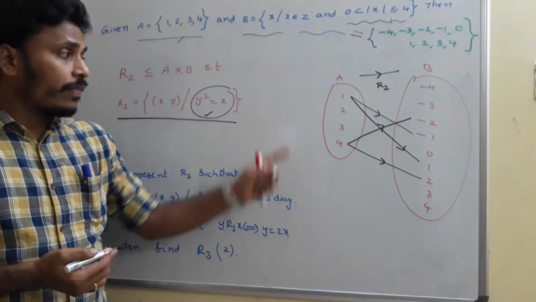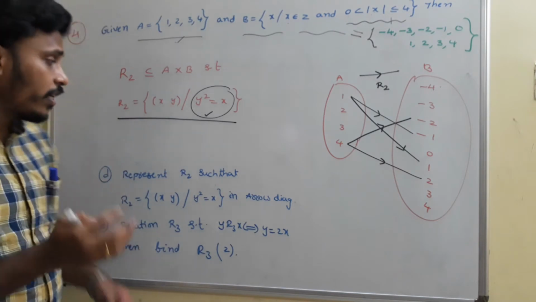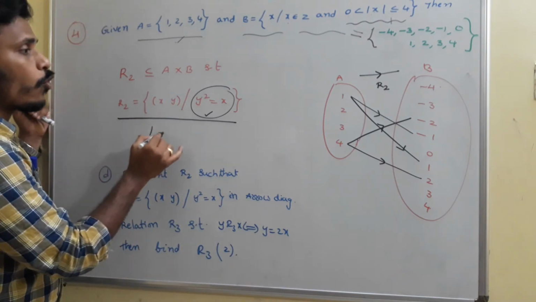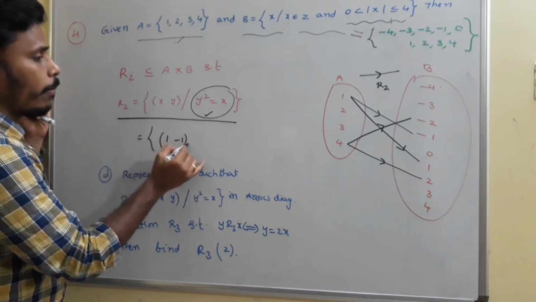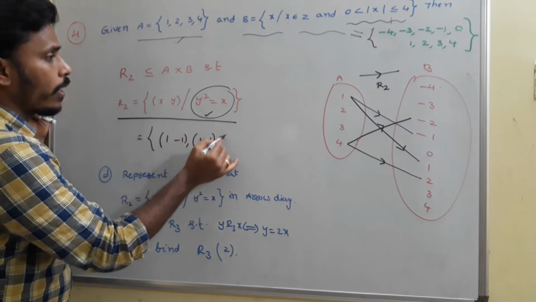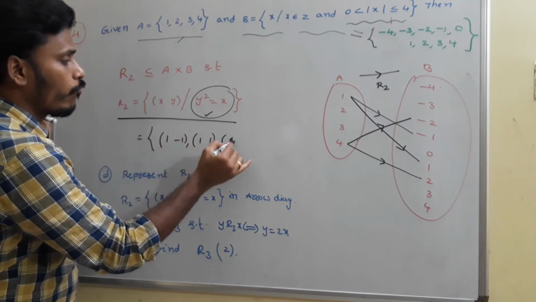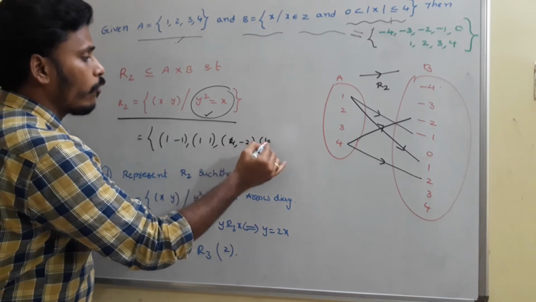So at the end, there are just 4 elements in the relation R2 and those 4 elements are simply 1 comma -1, 1 comma 1, 4 comma -2 and 4 comma 2.